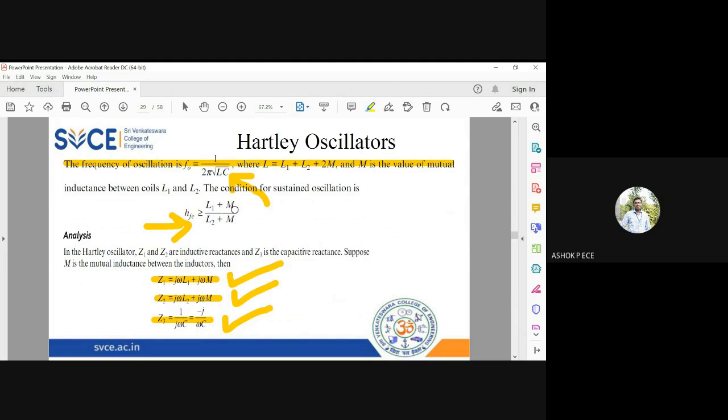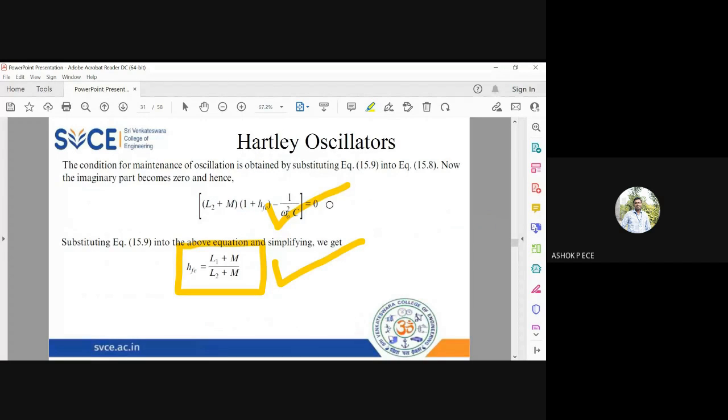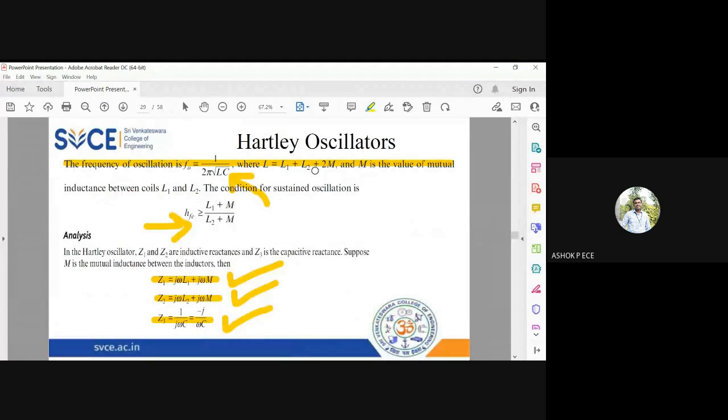So in that case, M will be 0. So HFE will be L1 by L2 and F naught will be 1 by 2 pi root LC where L is equal to L1 plus L2. That's all. In the question, specifically, if they give mutual inductance, then you have to use the formulas involving M. So HFE will be L1 plus or minus M by L2 plus or minus M, and F naught will be 1 by 2 pi root of LC where L is equal to L1 plus L2 plus or minus 2M. So depending on whatever value of M you have been given in the question, you have to substitute it and you can solve the problem for finding F naught and HFE.